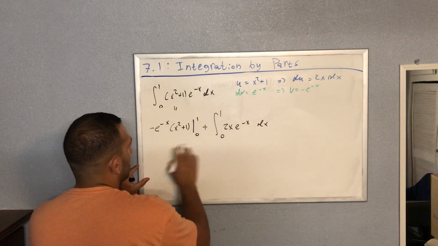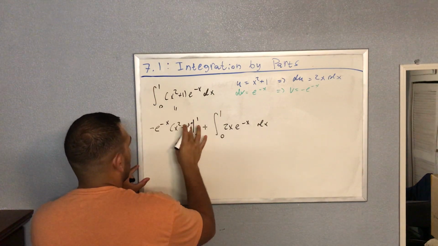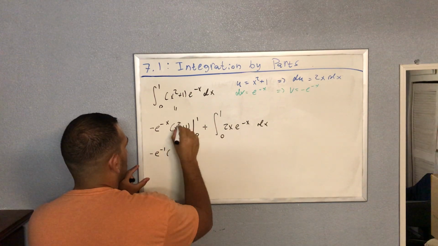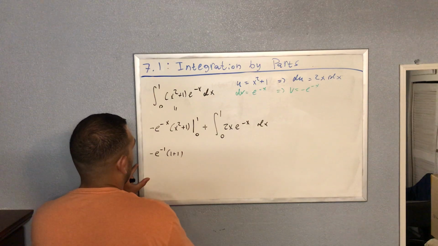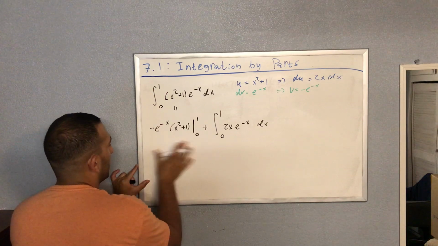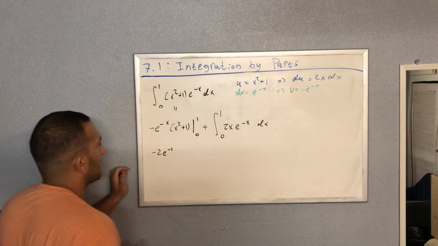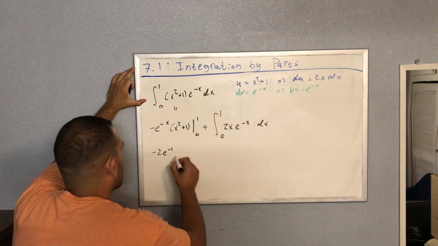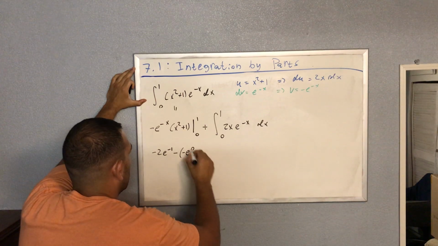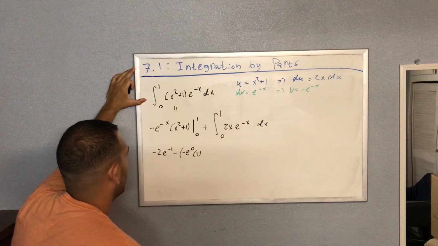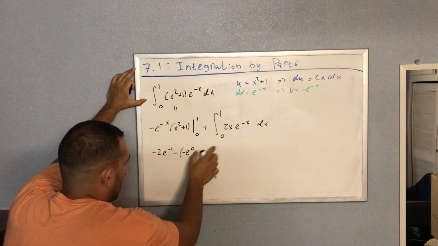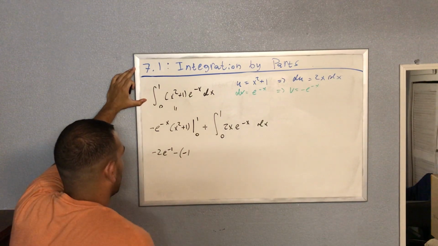So let's do this on the side so that we just have it and we don't keep writing it. If you plug 1 into here, you get negative e to the minus 1 times 1 squared plus 1, which effectively gives negative 2 times e to the minus 1. And then you subtract that from negative e to the 0 times 0 squared plus 1, which is just 1. And then e to the 0 is also 1. So negative 1 times 1, that's effectively just negative 1.